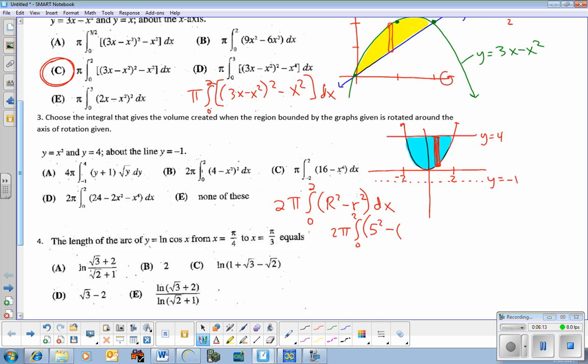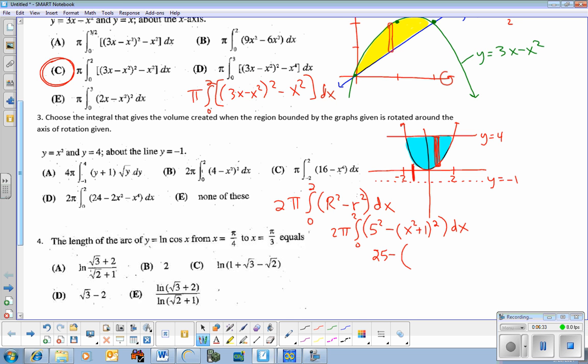And the little radius is this distance here, which is the function plus 1. So that's x squared plus 1. So it's always 1 more than the function itself. Now, because we have parentheses squared, we're going to have to square that.